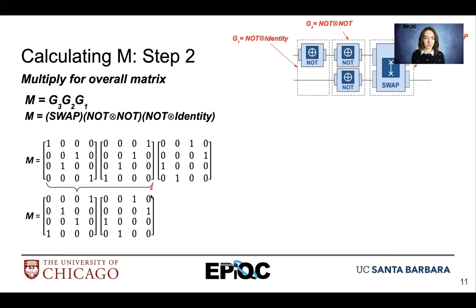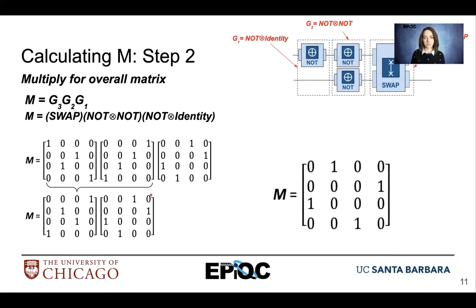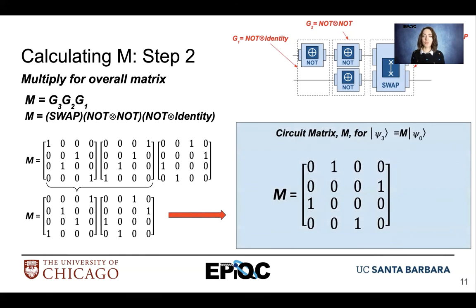We pull down our matrix for not tensor identity, and that results in the overall matrix for M being the matrix that represents the circuit as a whole. And that's the combination of group 1 and group 2 and group 3.